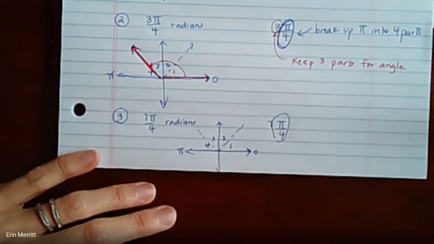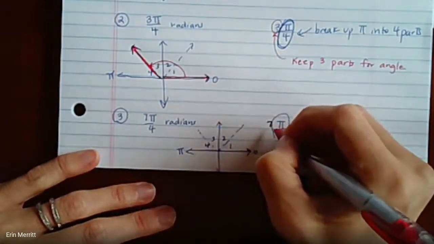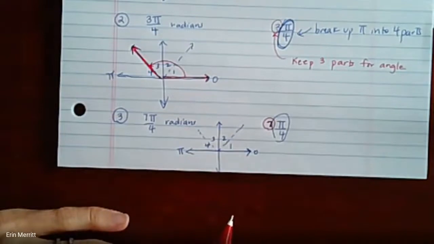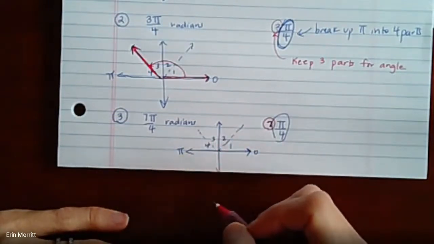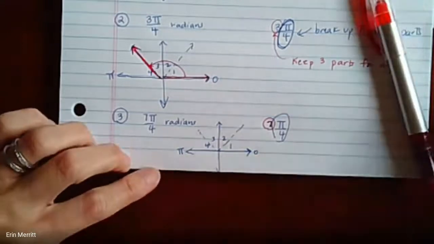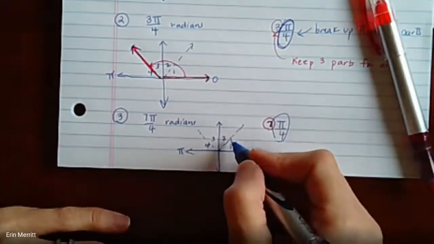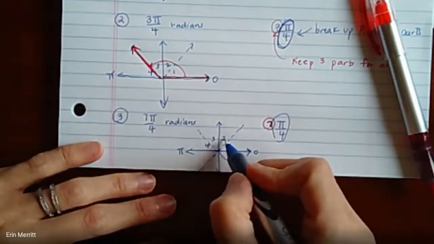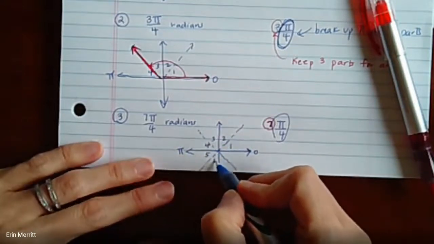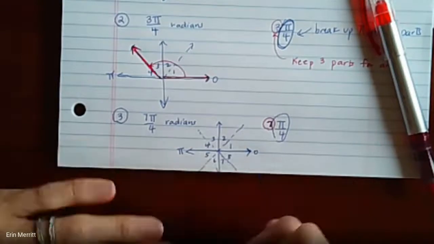All right. The catch on this one, 7 is bigger than 4. So all that means is it's going to rotate beyond pi. Right? So to do that, I want you to extend your little breakups here. Extend that line, extend this line. And if it's 1, 2, 3, 4, then it's 5, 6, 7, 8.